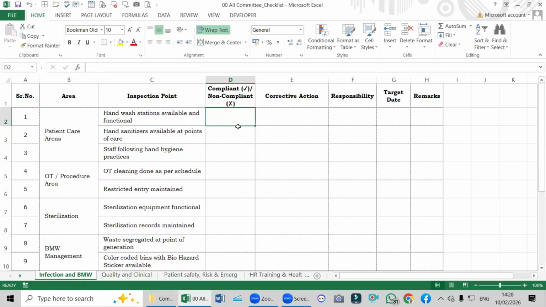If it's not compliant, put a cross. Normally, please don't put a cross to the extent possible. If there are some errors, try and fix them right there and then. Because if there is a cross, we have to take corrective action, preventive action, root cause analysis, and we have to create at least a 6 or 7 page document. So try and avoid it, try and correct it then and there itself. This is my personal advice.